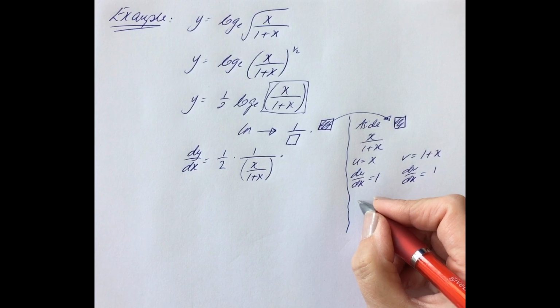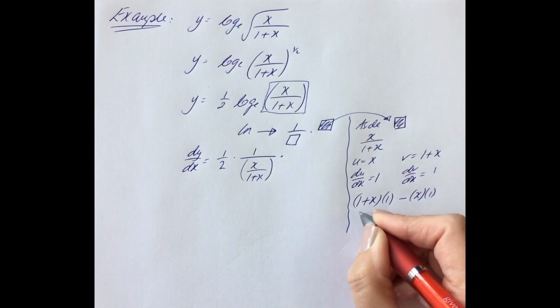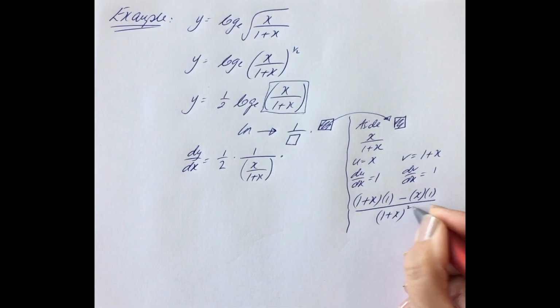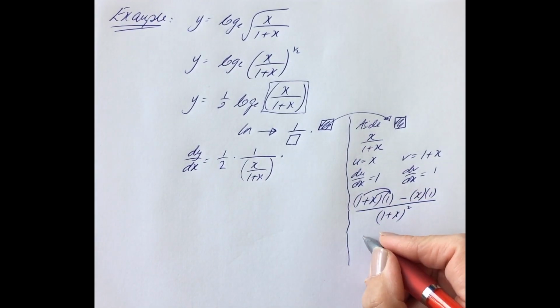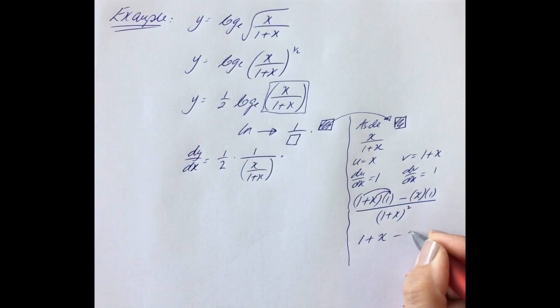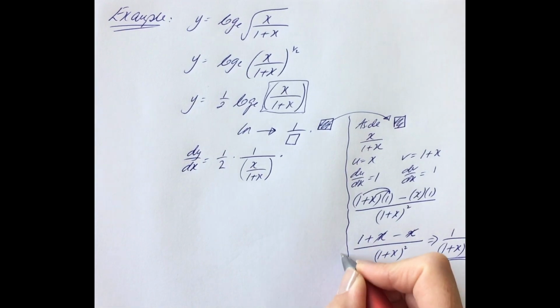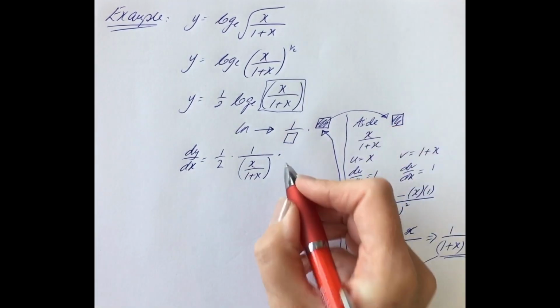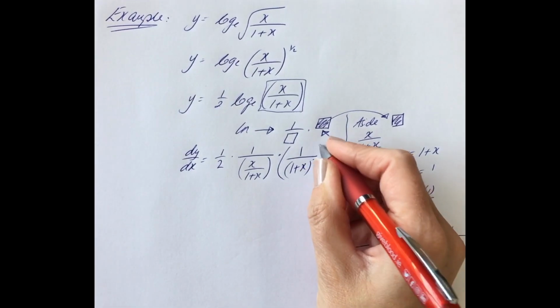So then we have v du dx minus u dv dx all over v squared. All right, multiplying that out, then I end up with 1 plus x minus x all over 1 plus x all to be squared. And they cancel out, so I'm left with 1 on the top only and 1 plus x all to be squared on the bottom. Okay, so that is my differential. So that's what I'm subbing in for there. So in here it goes 1 over 1 plus x all to be squared.